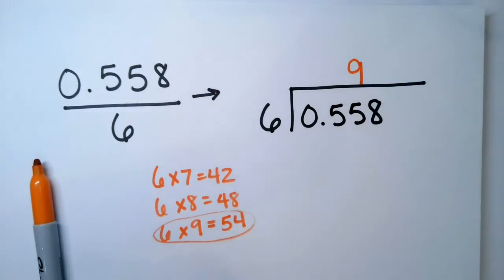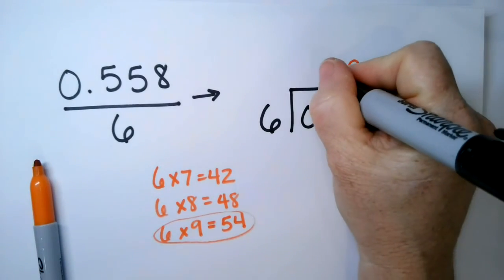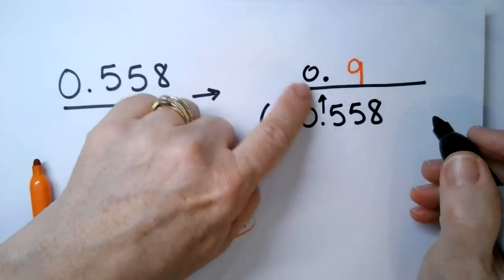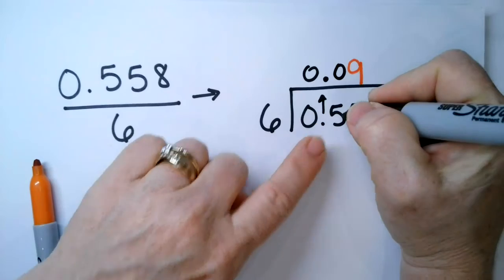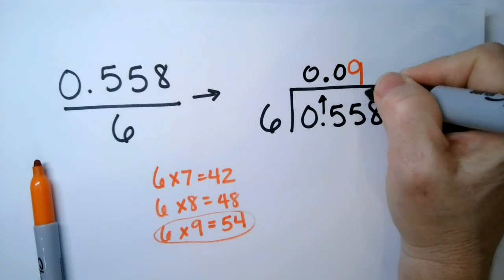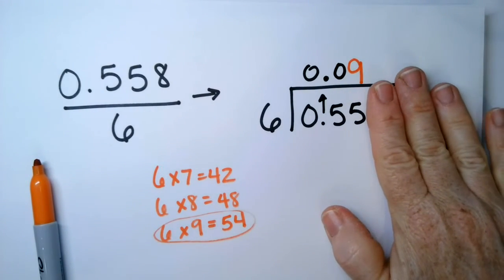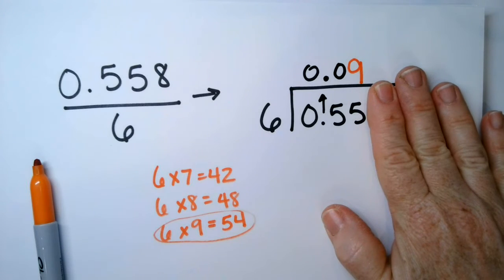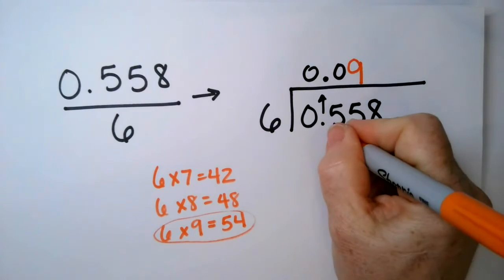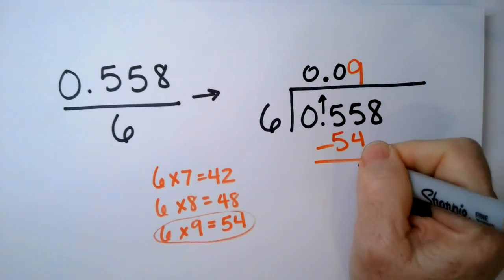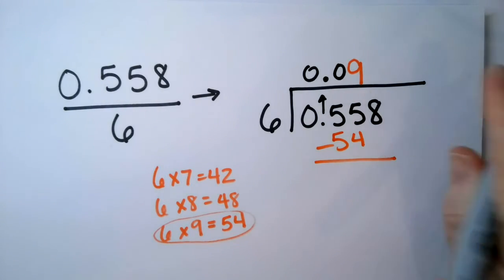Okay, so I'm going to put a 0. I'm going to push up the decimal point here. So that 0 is here. There was nothing in this case, so that's a 0. The 9 goes over the one I'm looking at. So I'm looking at 55, so the 9 goes there. Okay, 9 times 6 is 54. And so it's just a difference of 1.